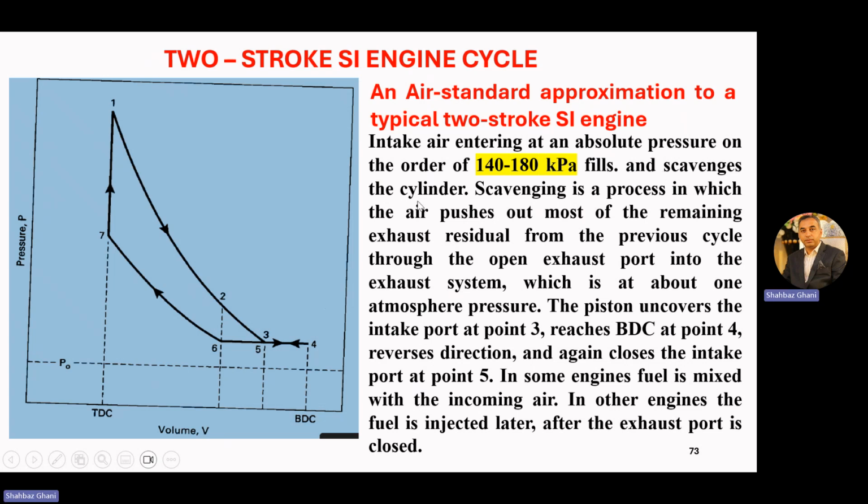Scavenging the cylinder is a process in which the air pushes out most of the remaining exhaust residue from the previous cycle through the open exhaust port into the exhaust system, which is at about 1 atmosphere pressure. The piston uncovers the intake port at point 3, reaches BDC at point 4, reverses direction, and again closes the intake port at point 5. In some engines, fuel is mixed with the incoming air. In other engines, the fuel is injected later after the exhaust port is closed.